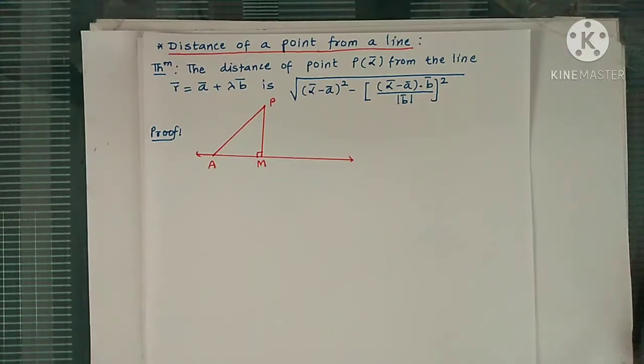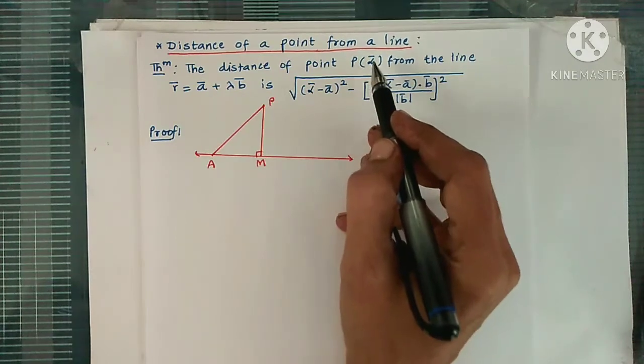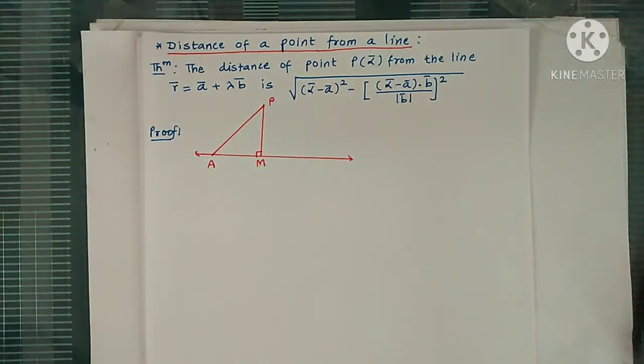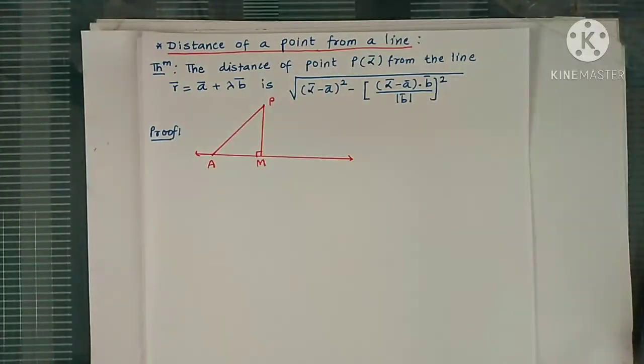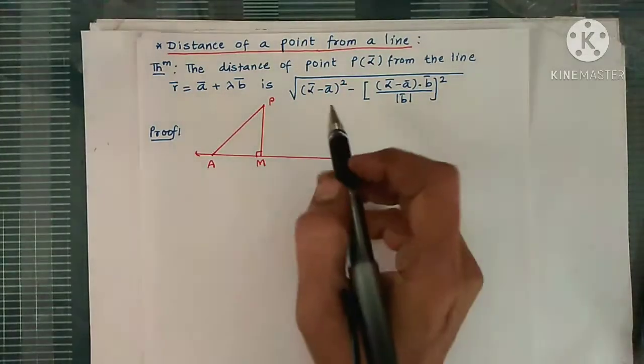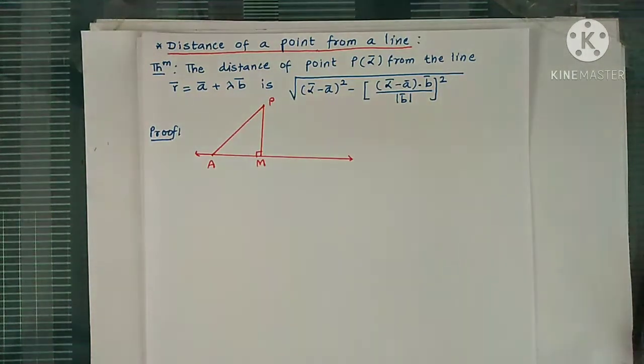Let's derive a formula to find the distance of a point P, alpha bar, from a given line. So here the given point P is with position vector alpha bar, and the given equation of the line is r bar equal to a bar plus lambda b bar. The theorem says that the distance of P from the line is the square root of modulus of (alpha bar minus a bar) square minus ((alpha bar minus a bar) dot b bar) upon modulus of b bar square. So let's prove this theorem.